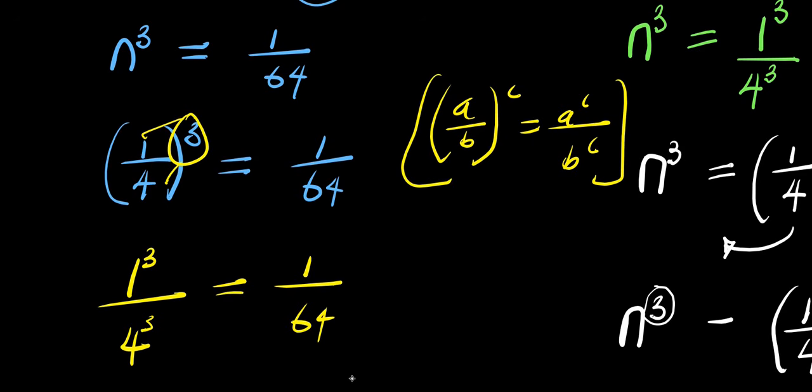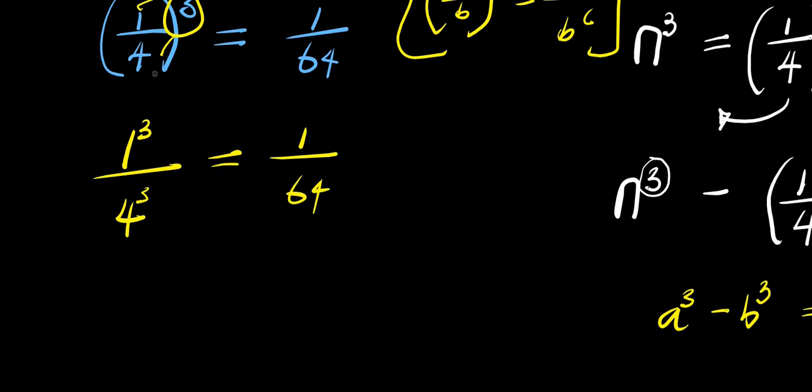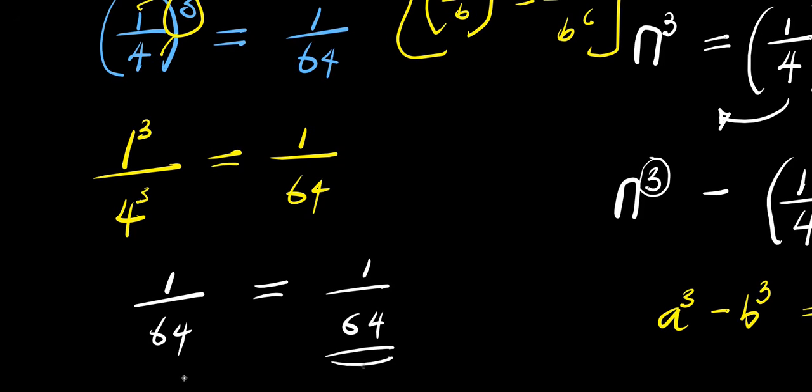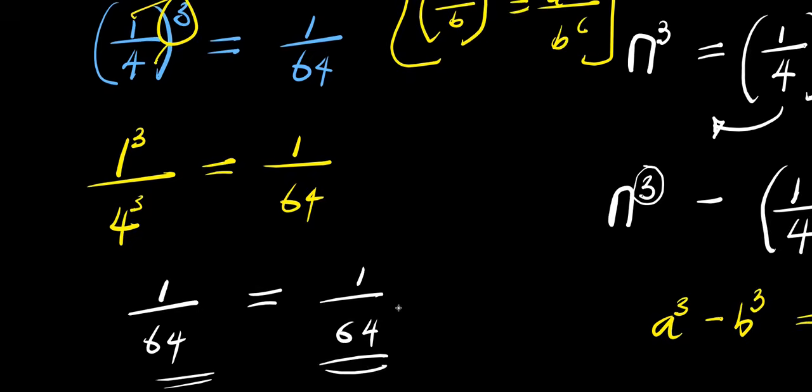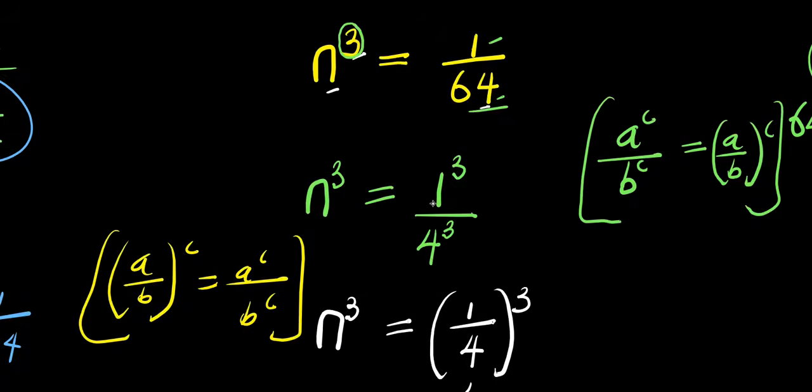So that means you are simply going to have 1 to the power 3 is 1, divided by 4 to the power 3 is 64. That is 4 times 4 times 4. And that is 1 divided by 64. Both sides are the same. So guys, that shows that the solution is correct.